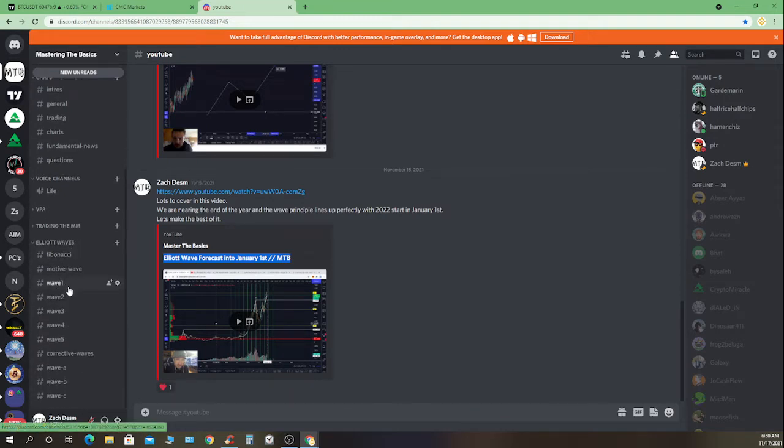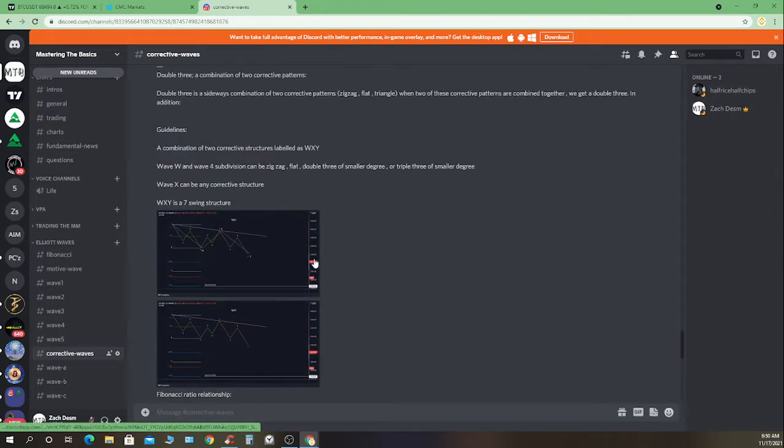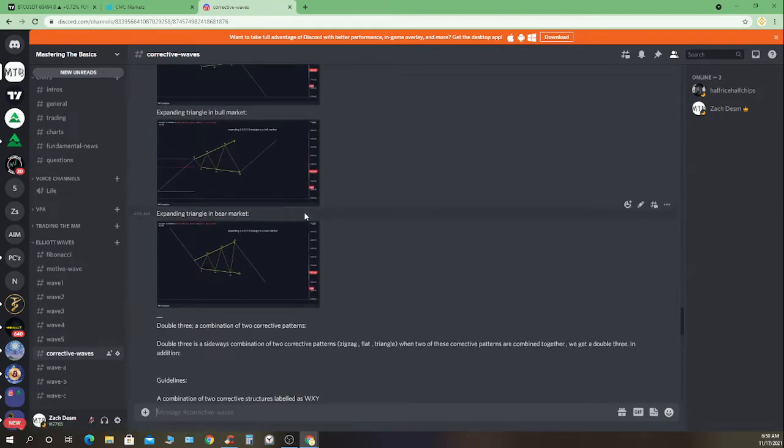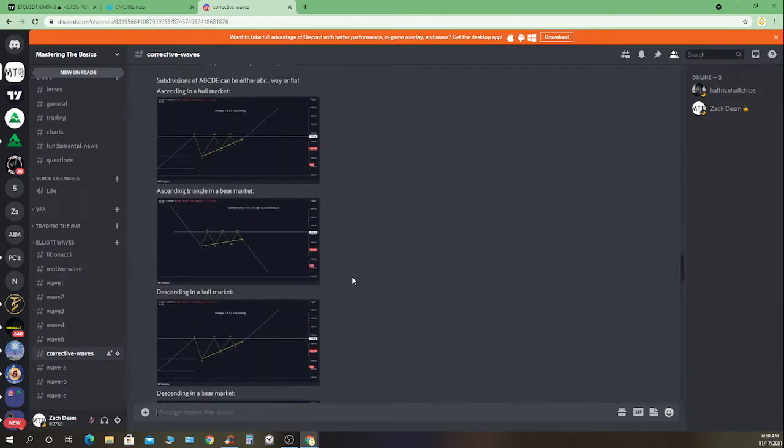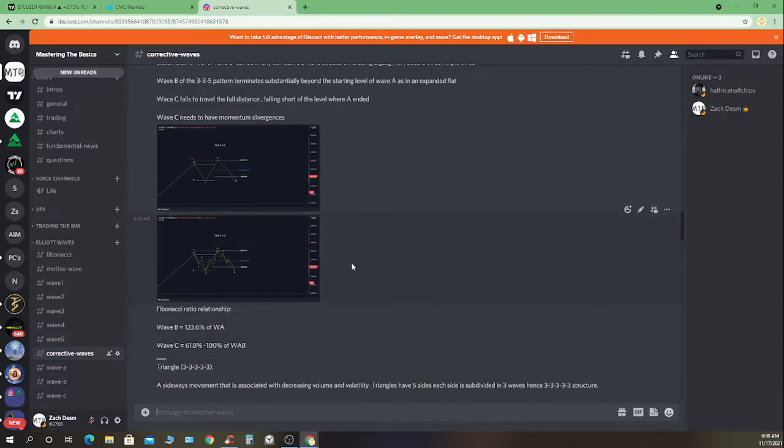Trading the MM is something else. And then the wave 1, wave 2, corrective waves. You want to take a look at the corrective waves. This is extensions, WXY. This is triangles. Okay, this is the one that we're talking about.